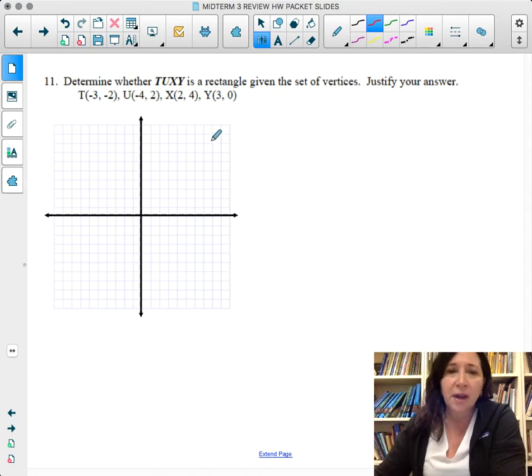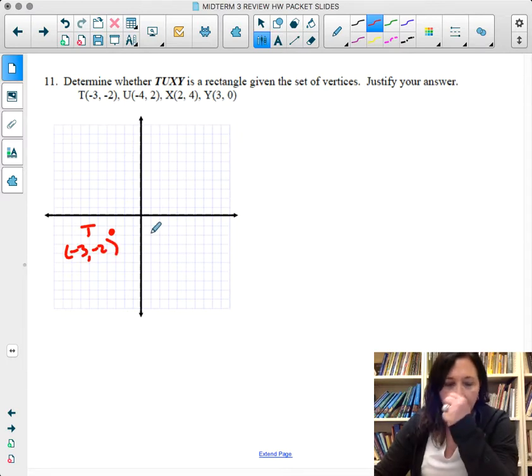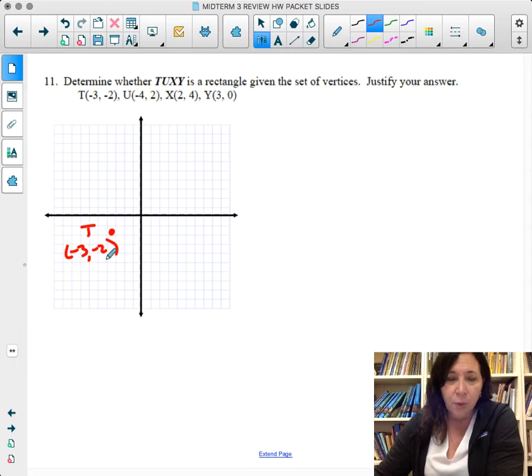Determine whether TUXY is a rectangle given the set of vertices. Justify your answer. So for number 11, let's see, I'm going to plot my points first. So we have -3, -2, so that's T, -3, -2. I think it's important to put the actual point values next to the point, and it helps you when you're trying to prove it.